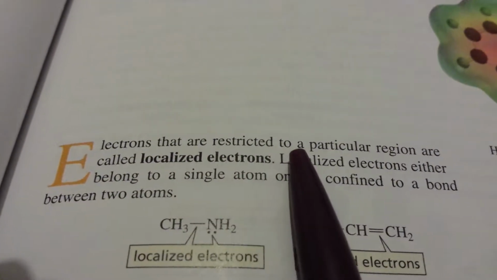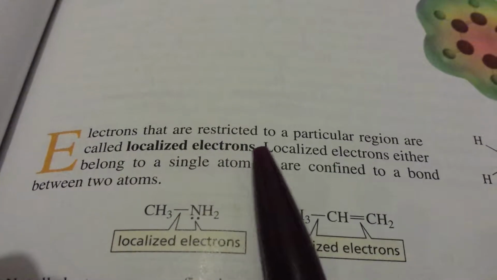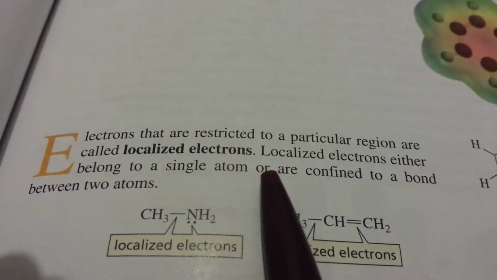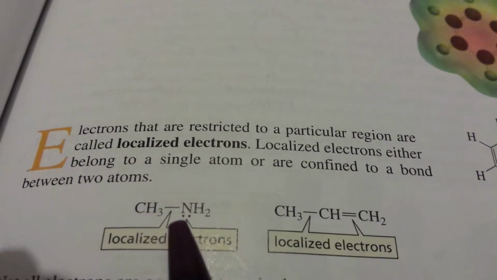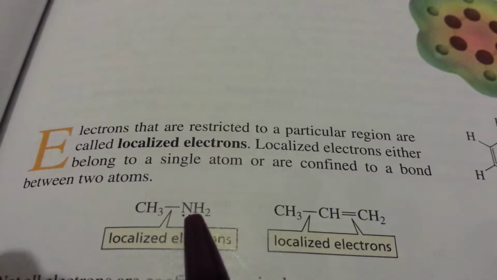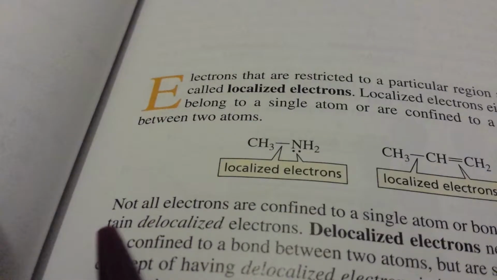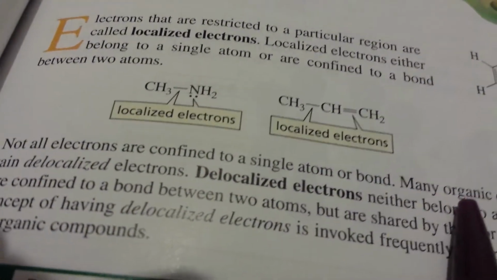Electrons that are restricted to a particular region are called localized electrons. Localized electrons either belong to a single atom or are confined to a bond between two atoms. Localized electrons: this lone pair, this bond, and this bond. Not all electrons are confined to a single atom or bond.